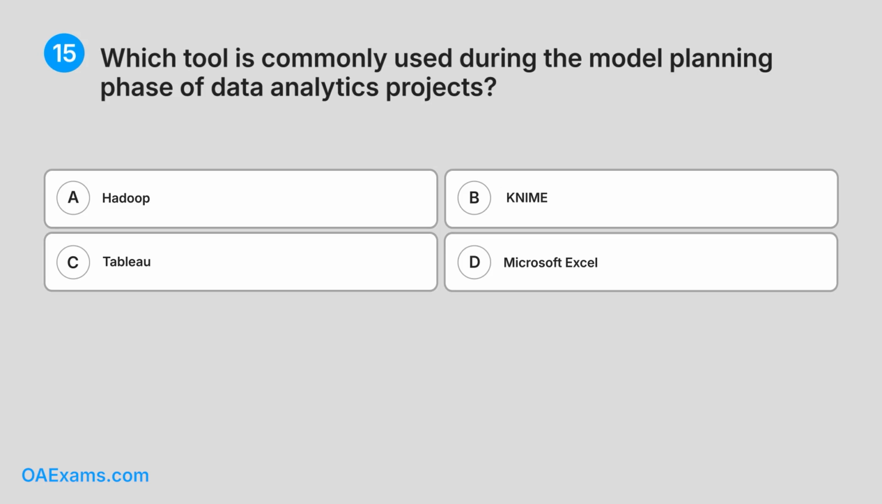A. Hadoop. B. 𝗏𝗏. C. Tableau. D. Microsoft Excel. Can you guess the answer?